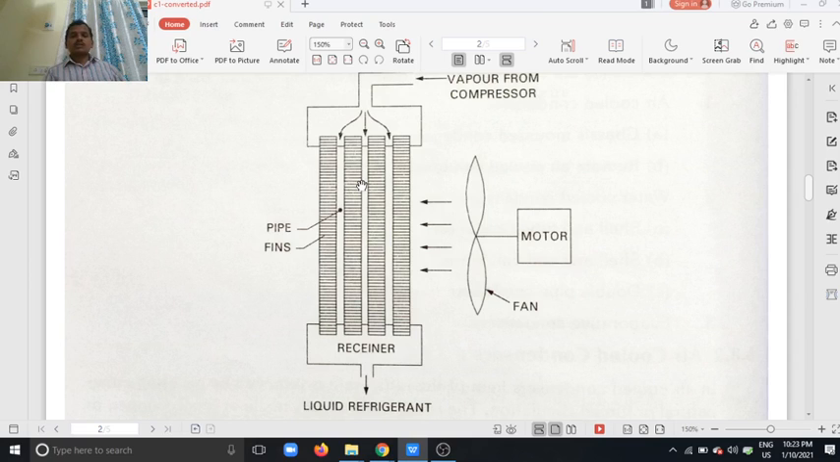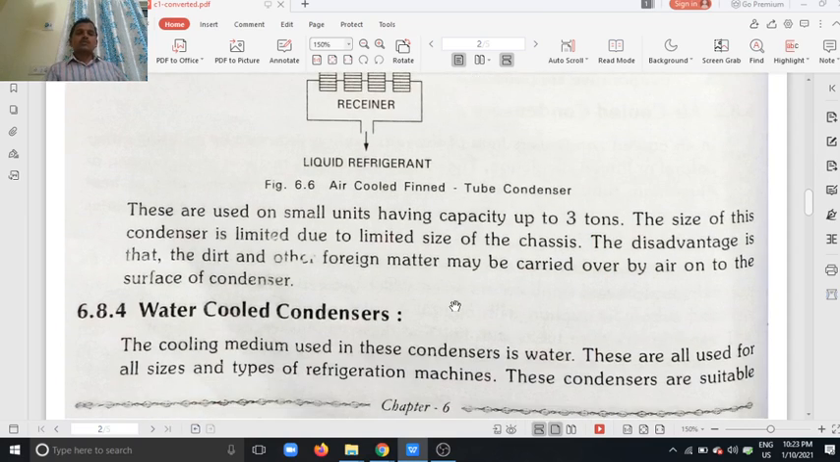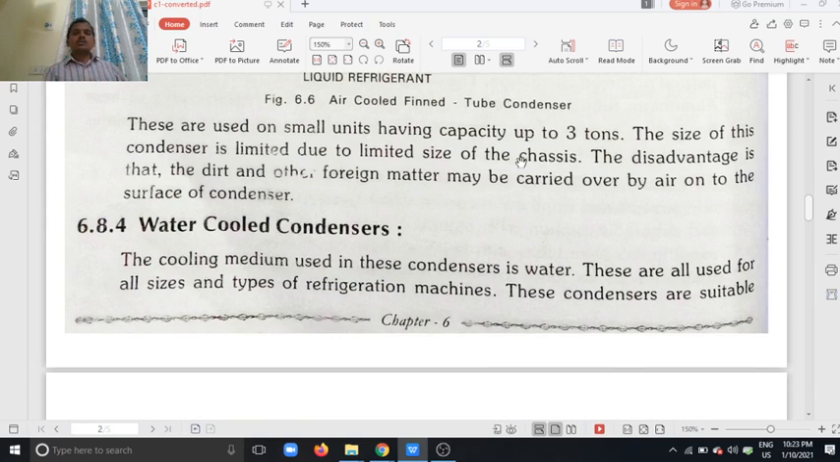So this is the forced air cooling condenser. If there is no fan here, that is called natural cooling. It is called a natural cooling condenser. Next, water cooled. These air cooled condensers are of small capacity, like 3 tons. The size of the condenser is limited by the size of the chassis.